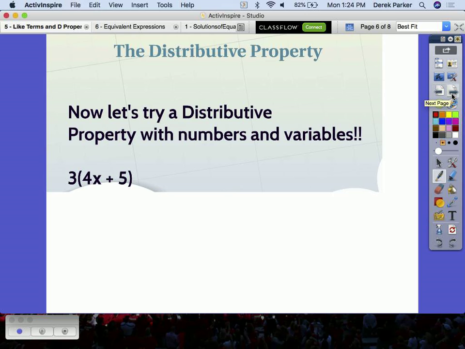Now, I'll come back to more like terms in a second, but now let's do the distributive property. So I'm going to distribute the 3, and I get 12x plus 15. As you can tell, I can multiply with unlike terms, and I can divide with unlike terms. I just cannot add and subtract unlike terms.